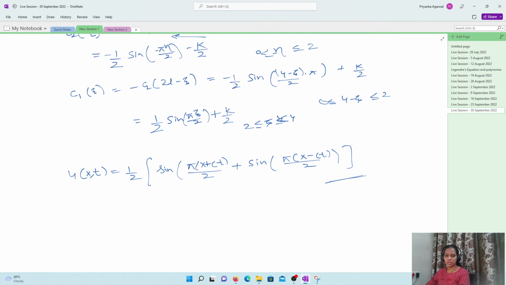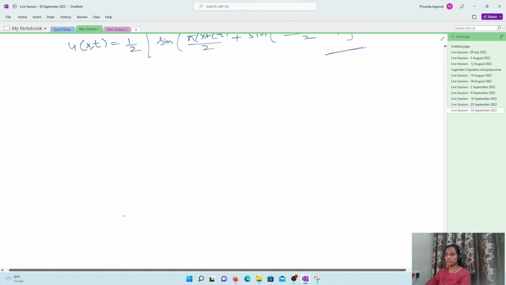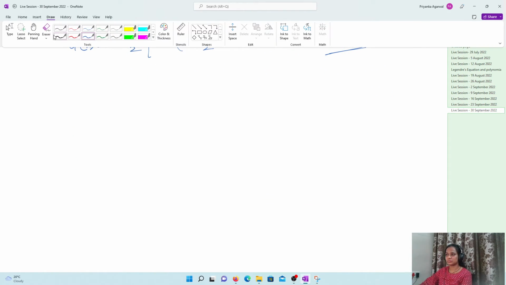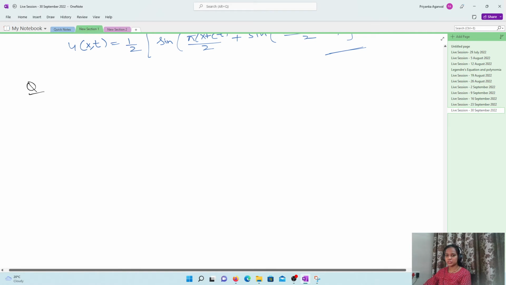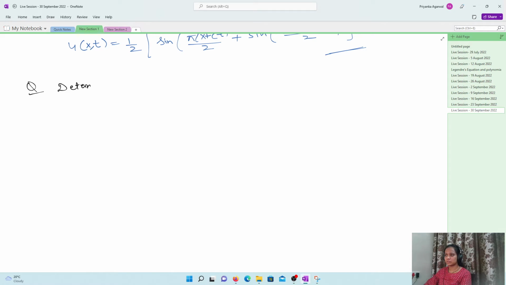Okay, and let's look at one more problem of a non-homogeneous boundary value problem for the wave equation. So the question is, determine the solution of the initial value problem.